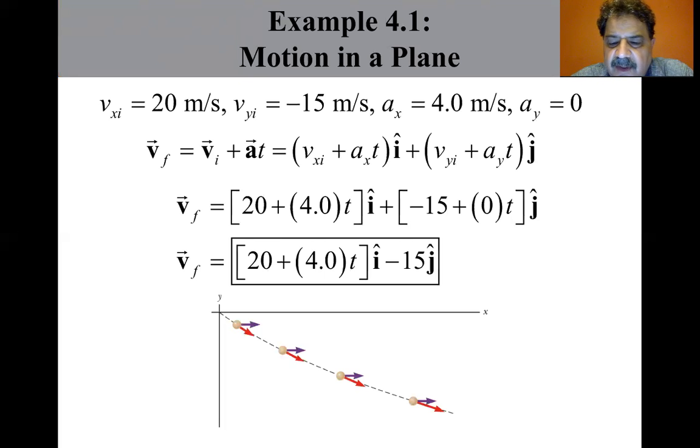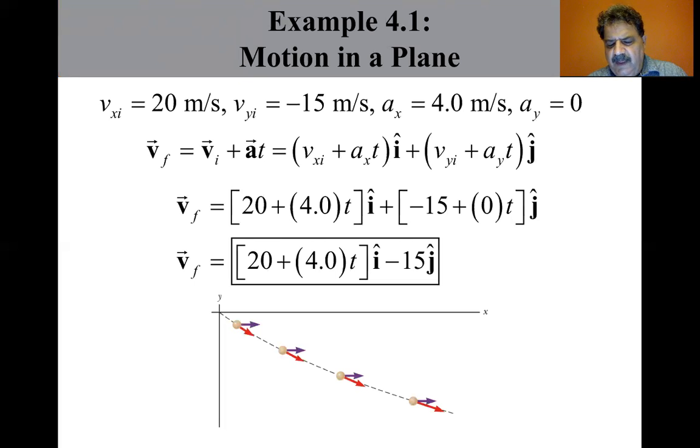It's a mistake on the publisher's part. So it's (20 plus 4t) i plus (minus 15 plus 0t) j. And if you solve that, it just becomes (20 plus 4t) i minus 15 j.